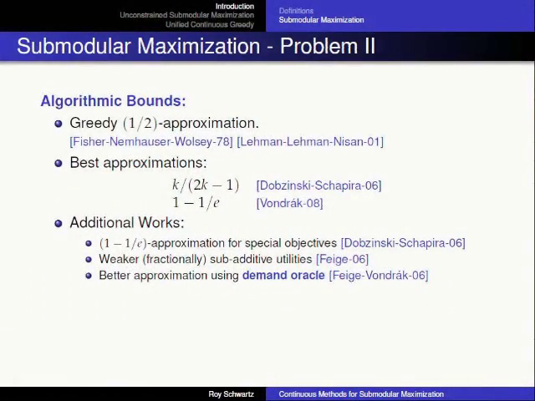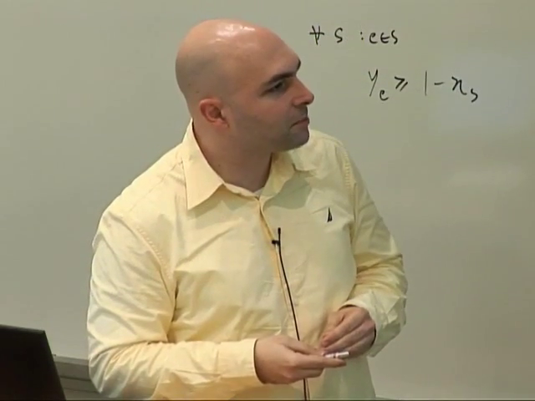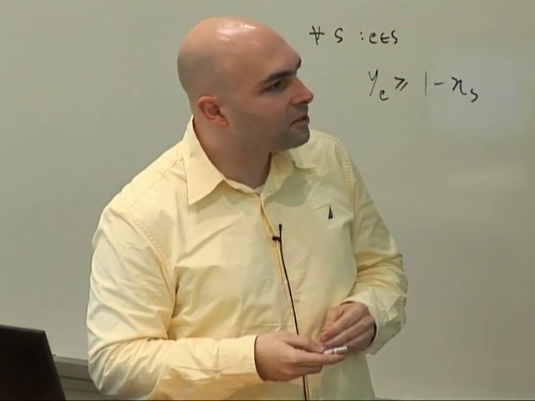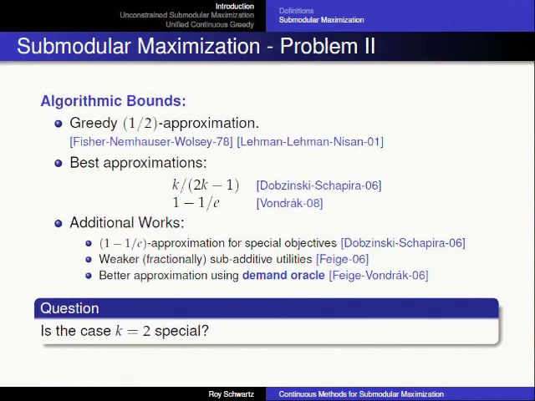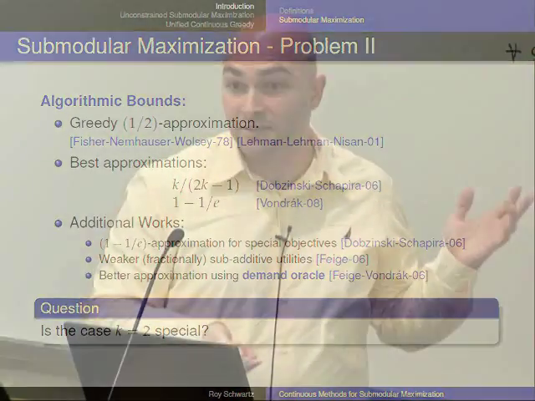So there were additional works on this problem for special objectives by Dobzinski and Schapira, and Feige also studied subadditive utilities, and also the case where you have a stronger oracle, a demand oracle. This was also studied by Uri and Jan, and so on. So there's a long list of works on this problem. And of course, the interesting question is the case that k equals 2: is it special? This algorithm is kind of annoying in the sense that it ruins the Vondrák algorithm for this special case. What is going on there?